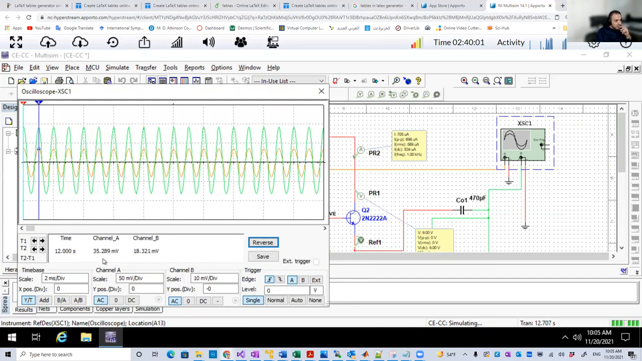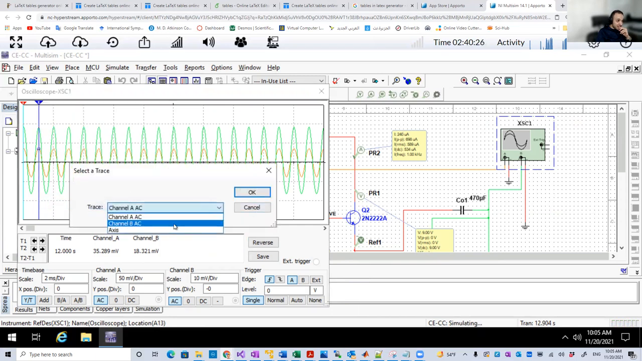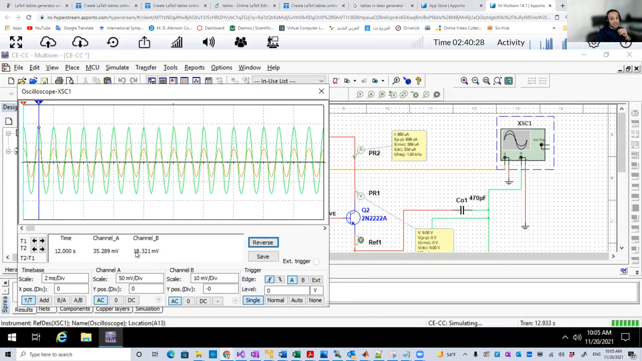Which is the channel A? It's 35 millivolt, the max. First, the input and the output are in phase, which is really good. So the division should be positive. Let's now check the output. And here the output is less than the input. Look, guys, the output is 18, so this is 18 approximately. This is 36 approximately. If we multiply them by each other, it gives us 0.5.